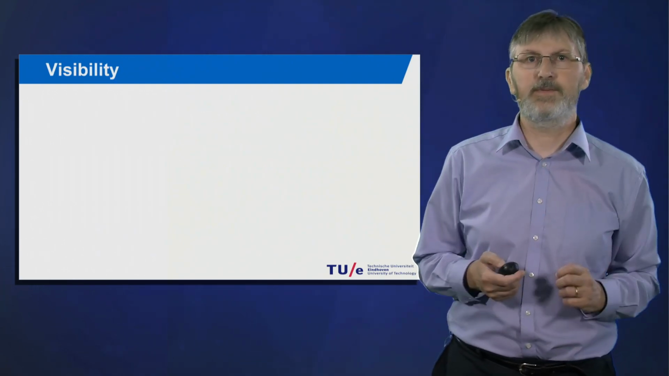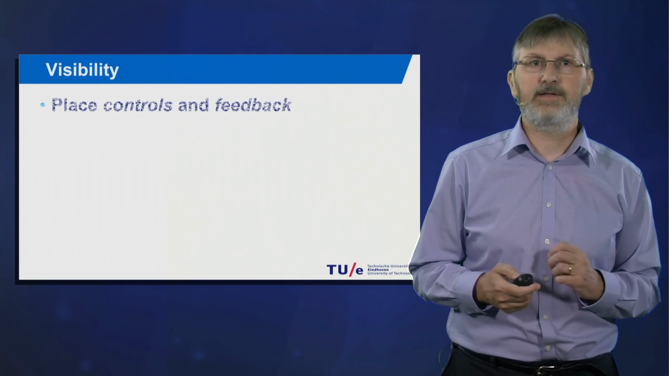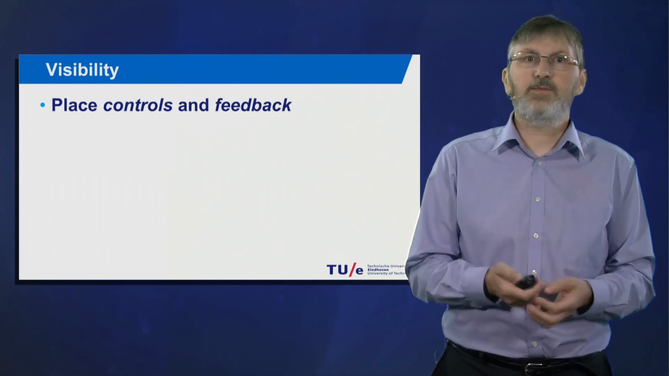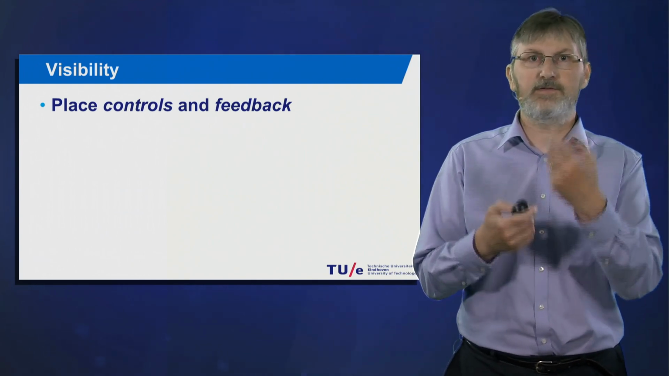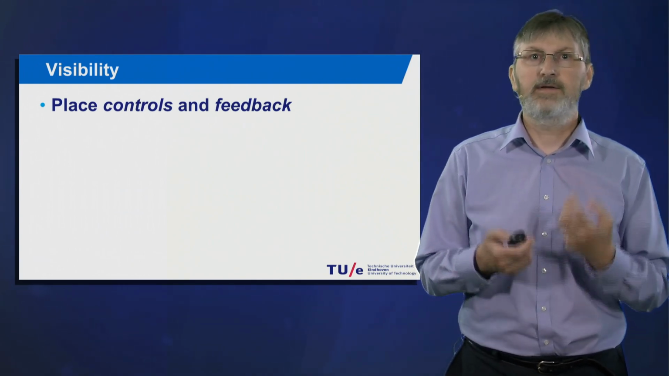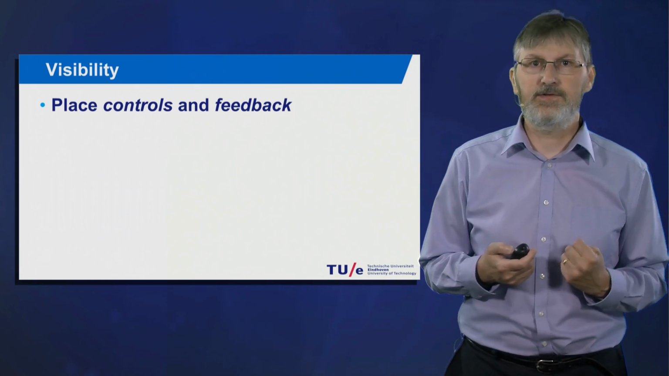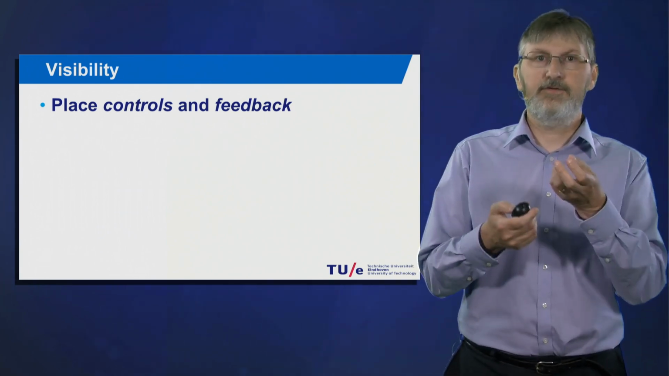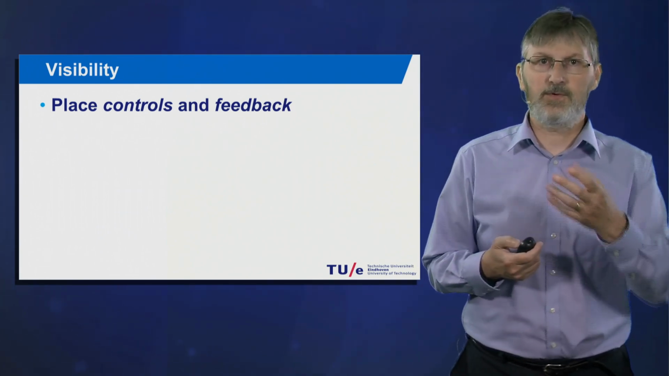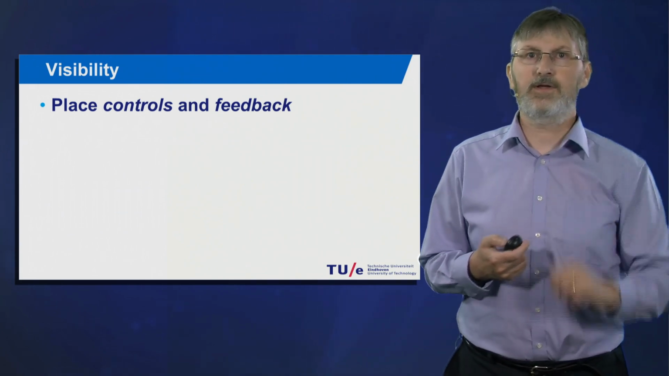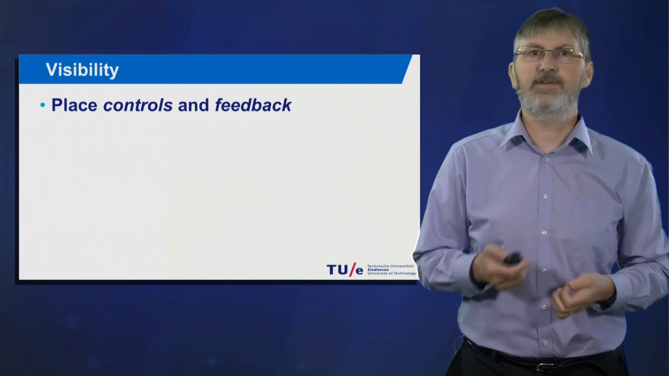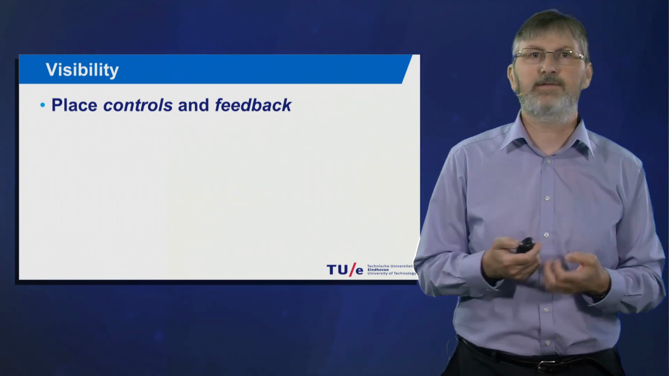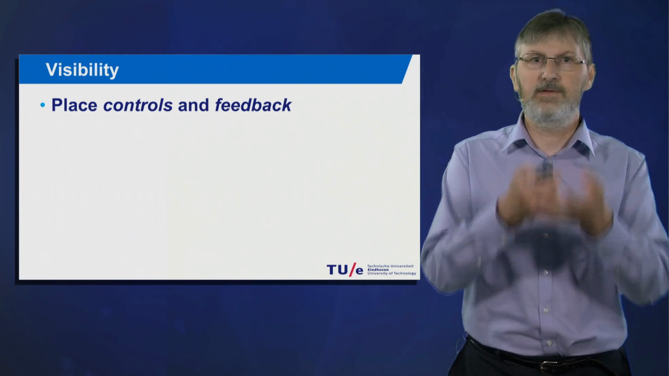The first principle is that of visibility, which just means that we have to place the controls like buttons, switches, sliders, where the users are going to see them, and the effect of pressing a control button or turning a knob or using a slider must be immediately visible, so the feedback needs to also be visible with the control.